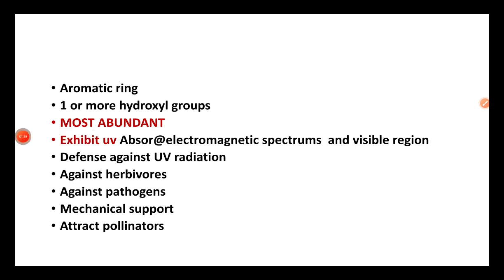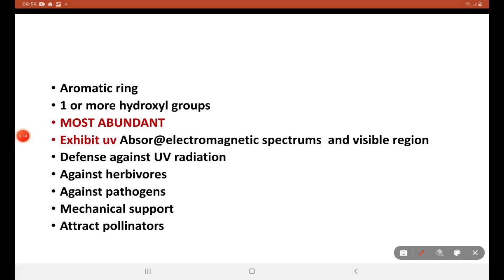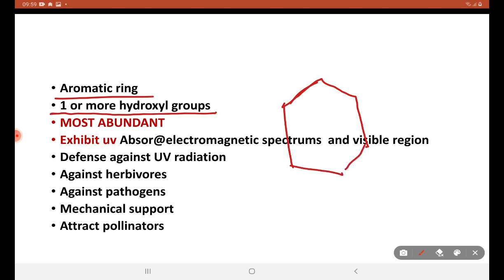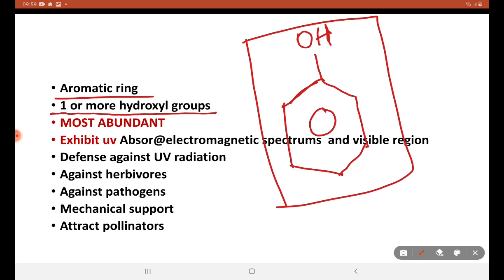First up, we are going to see what are phenols. What is the basic information about phenols? Phenols are chemical compounds that are characterized by an aromatic ring. They have one or more hydroxyl groups. So we know the structure of phenols. We have a benzene ring, OH. This is the basic structure of phenol. And it is the most abundant secondary metabolite in plants.